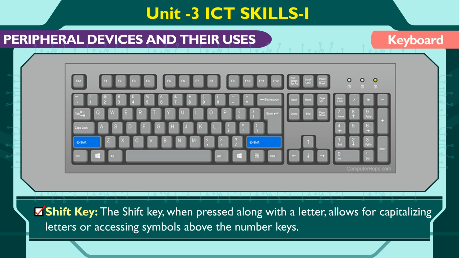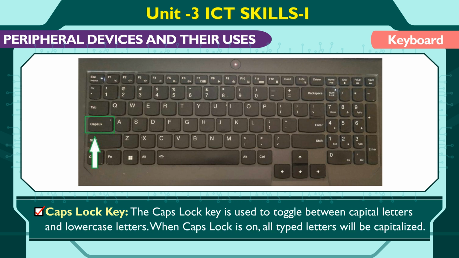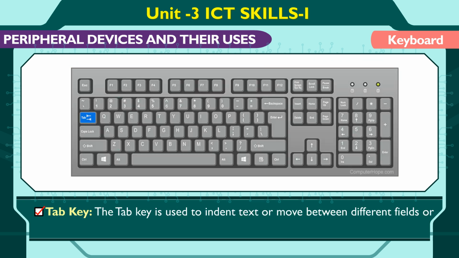Shift key. The shift key, when pressed along with a letter, allows for capitalizing letters or accessing symbols above the number keys. Caps Lock key. The caps lock key is used to toggle between capital letters and lowercase letters. When caps lock is on, all typed letters will be capitalized. Tab key. The tab key is used to indent text or move between different fields or sections in a document or form.